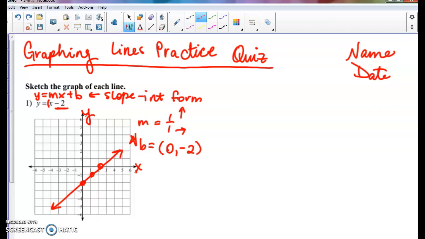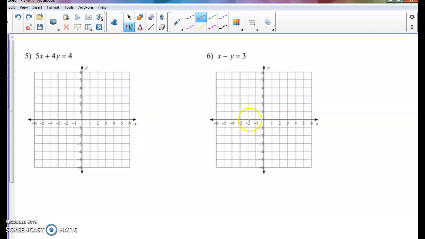Now the next few practice problems we're going to look at are 5 and 6. So, if you look at 5 and 6, we have 5x plus 4y equals 4. If you remember, we said that was standard form. And to graph it, we want to get it in slope-intercept form first.